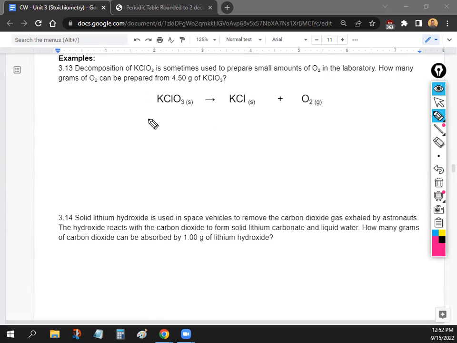Okay, so we're going to start off by counting. So there's potassium, chlorine, and oxygen. And so we're going to balance this one out. You're going to see there's 1 potassium, 1 chlorine, 3 oxygens on one side, and 1 potassium, 1 chlorine, and 2 oxygens on the other.